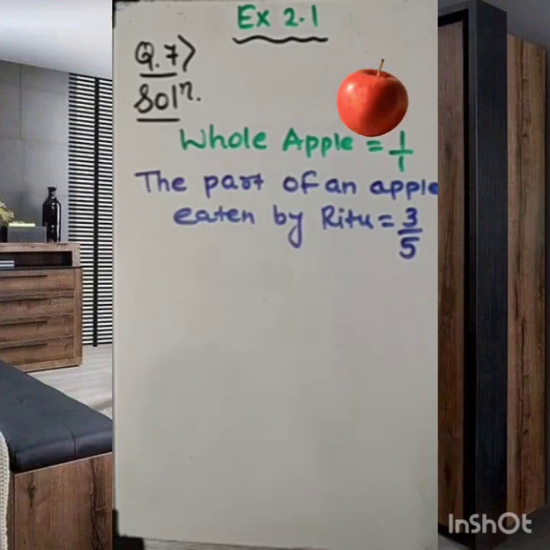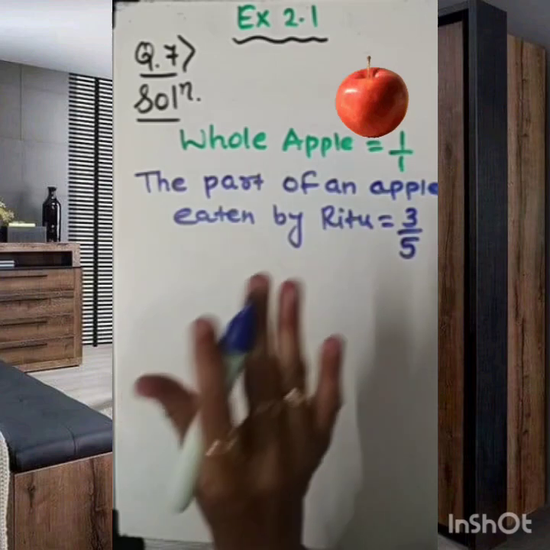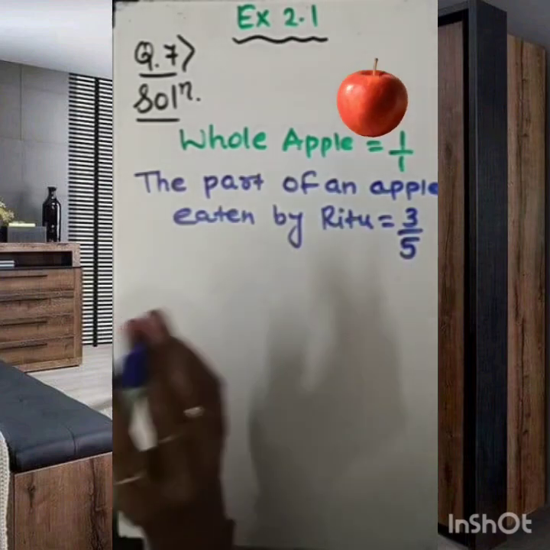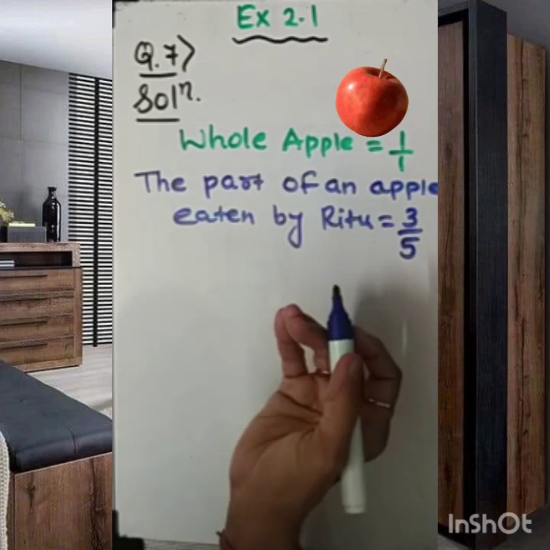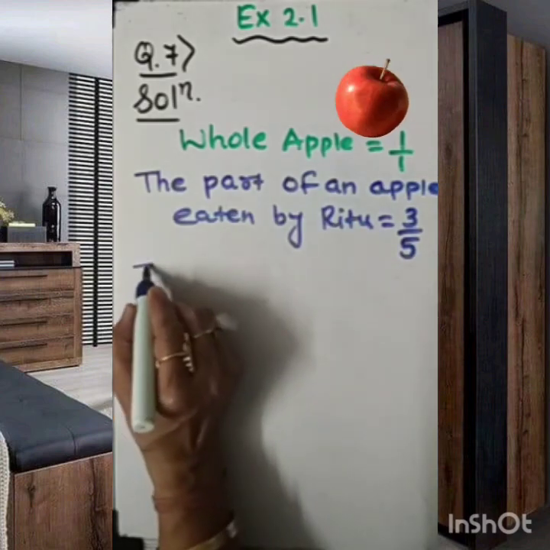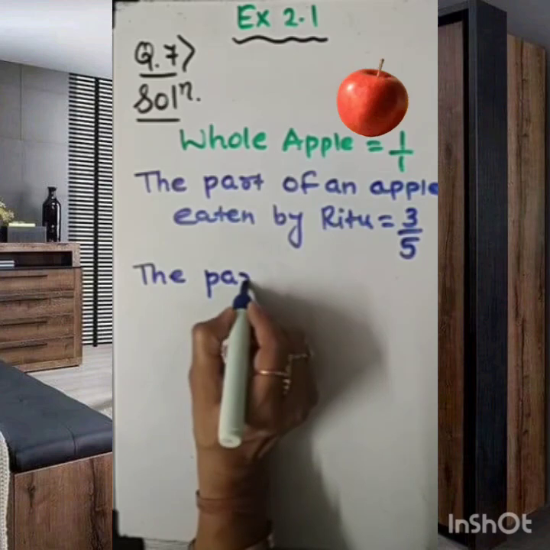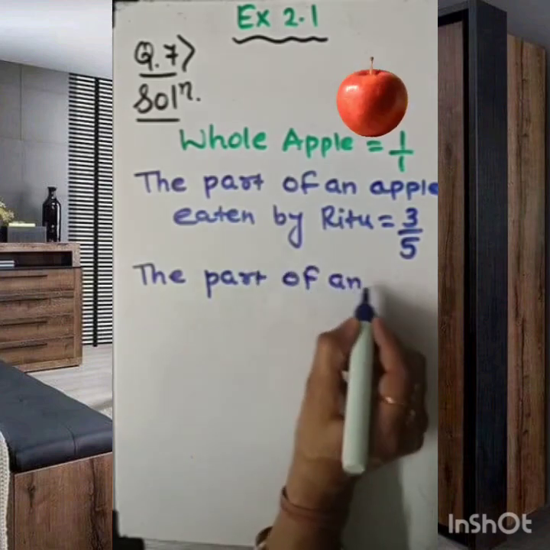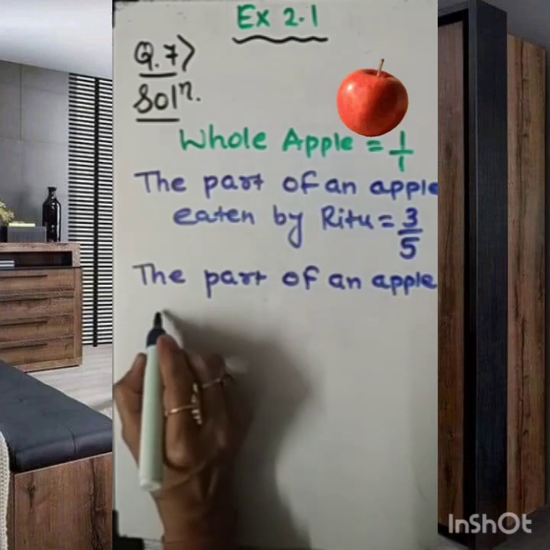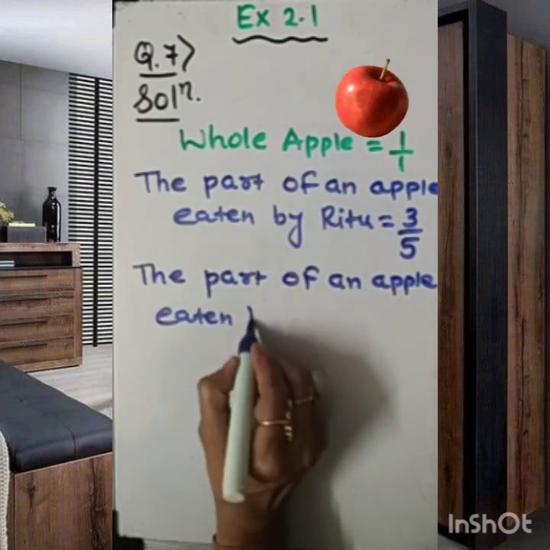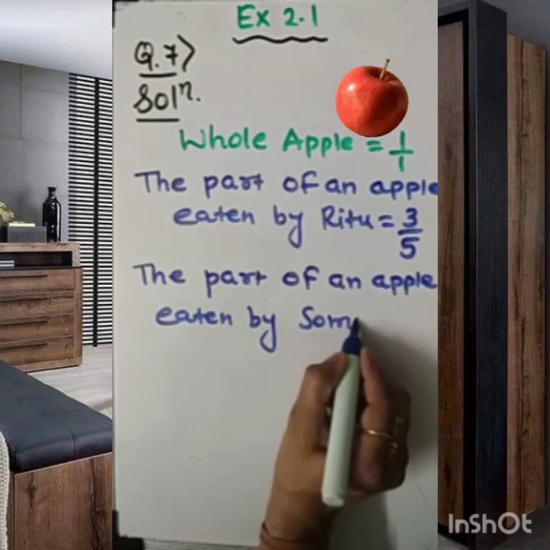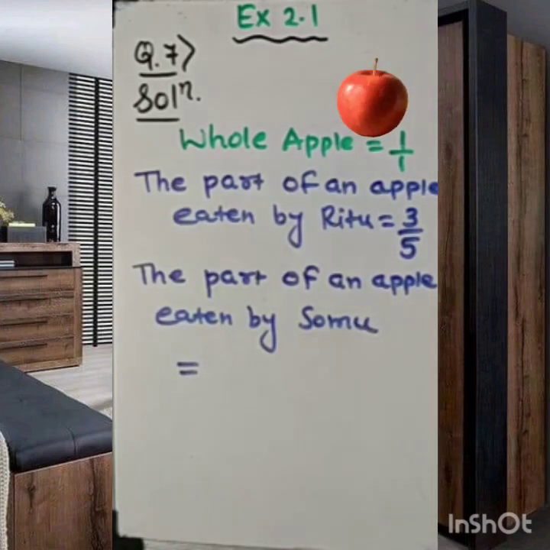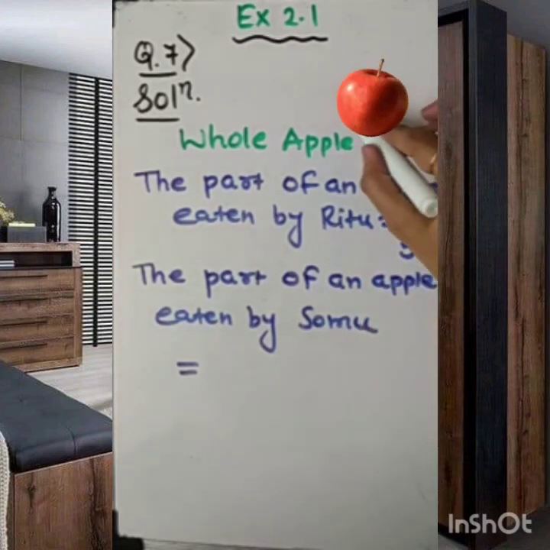Okay. Now the question is, the remaining part has been eaten by her brother. We need to find how much part of the apple Somu ate, the part of an apple eaten by Somu. How to calculate this? As you know, dear student, this full apple we are considering as whole. Whole means full part, complete.